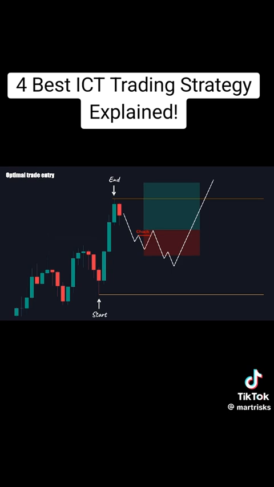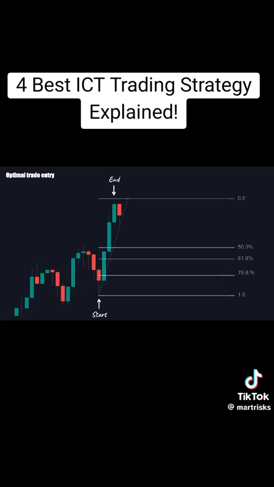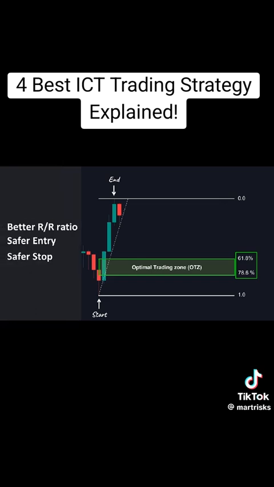The key to trading with the trend is to pinpoint the end of the correction, the point where the next impulsive move begins. But how do we find it? This is where Fibonacci retracement levels come in. We apply this tool from the start of the impulsive wave to the end to define the correction range. When we do this, several retracement levels appear, each acting as a potential support zone. However, two specific levels create ICT's optimal trading zone: the 61.8% and 78.6% retracement levels. These levels offer multiple advantages, including a better risk-to-reward ratio, safer entries, and more reliable stop-loss placements.